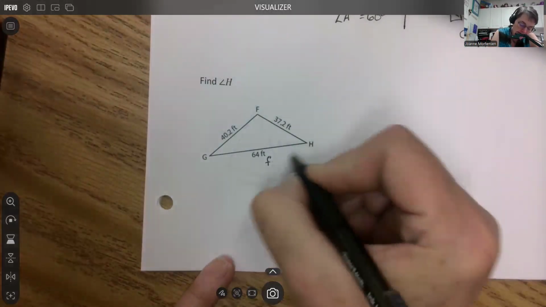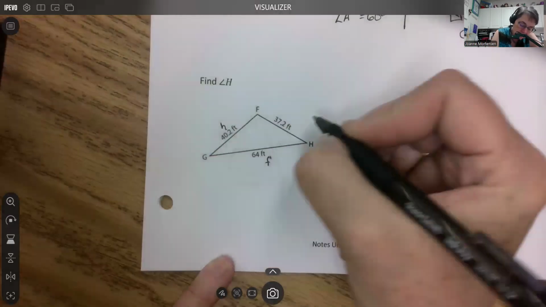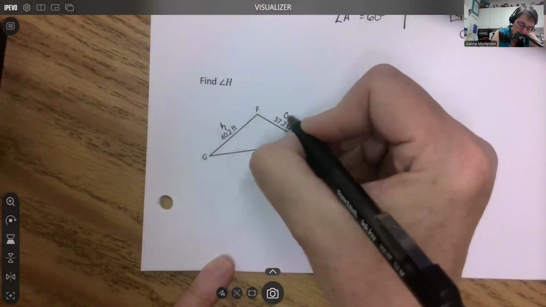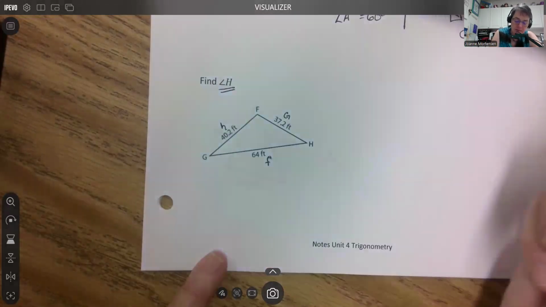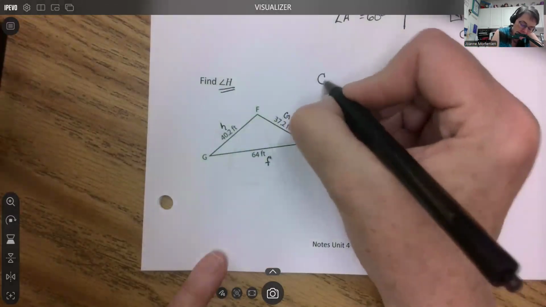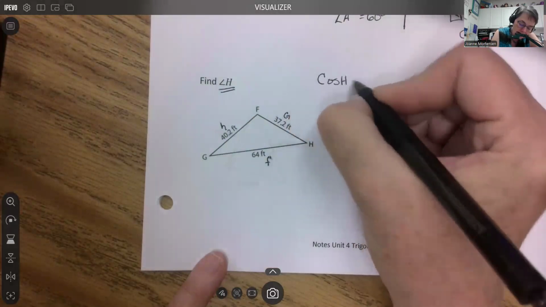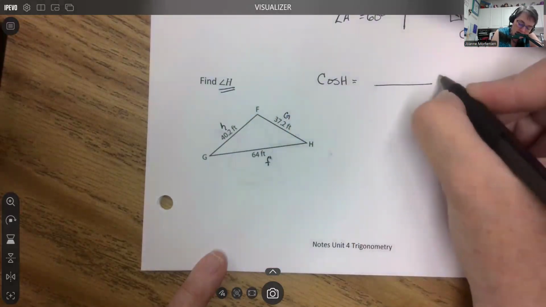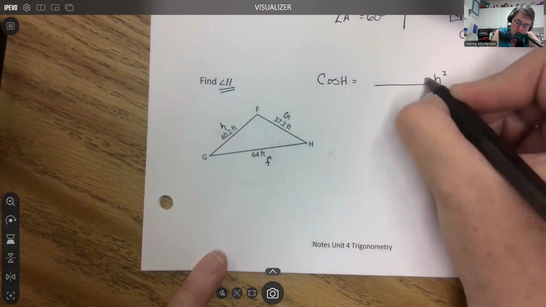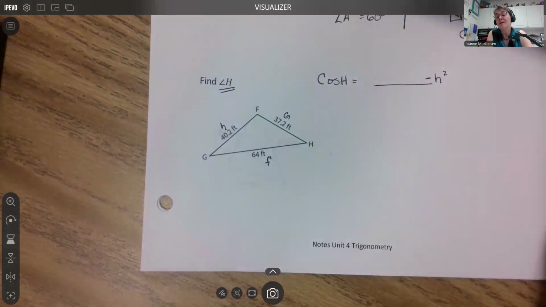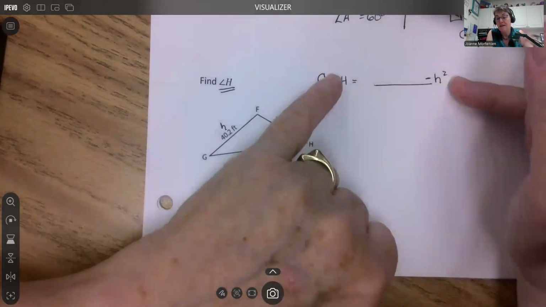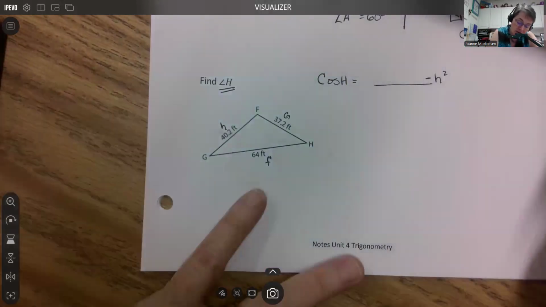Little f, little h, and little g. We need to find angle h. So that means I start with cos h equals, and over here I have h squared. Because that's where, I know I promised there'd be no more matchy-matchy, but it is. In my world, these two have to match. Then I just throw in the other letters. So I've got f and g.